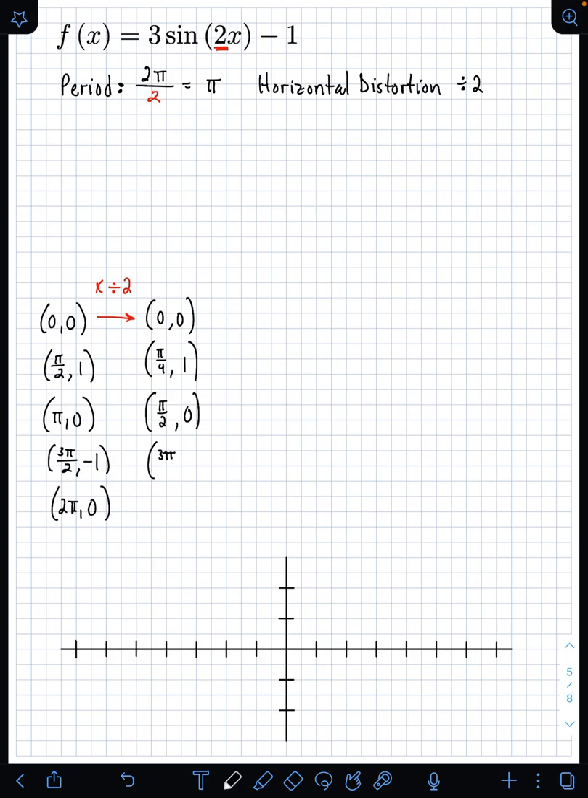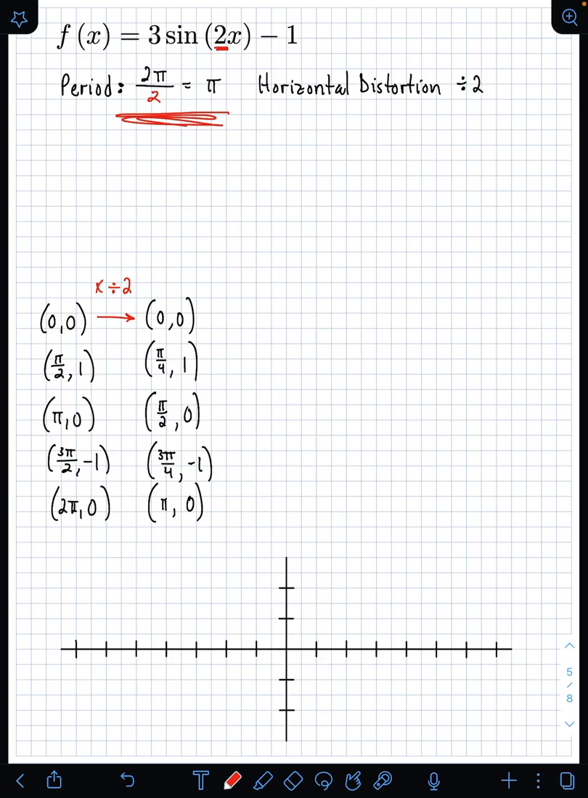3 pi over 2 divided by 2 is 3 pi over 4. And again, none of these y values are being affected. 2 pi over 2 is pi. Well, we know that because we did 2 pi over 2 up here where we got the period. And that's kind of an interesting thing to realize. Each of these points, if you look at the angles, the input values, they're evenly spaced. They're all evenly spaced angles. If we compress the distance between them, they're still evenly spaced.